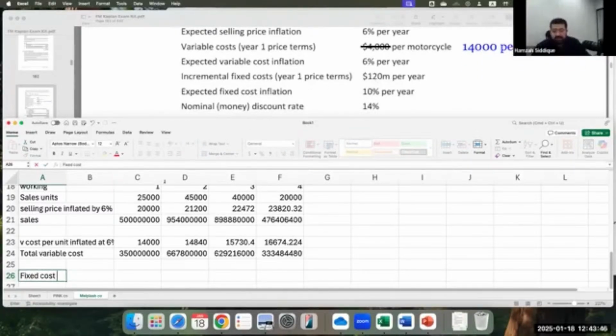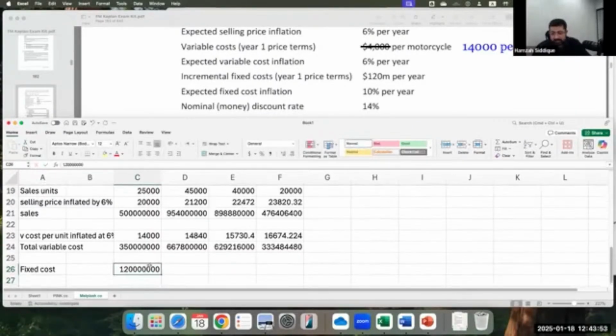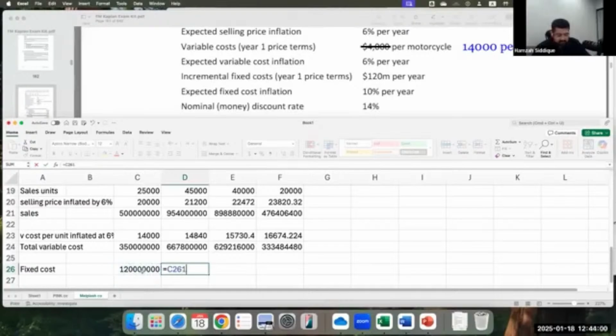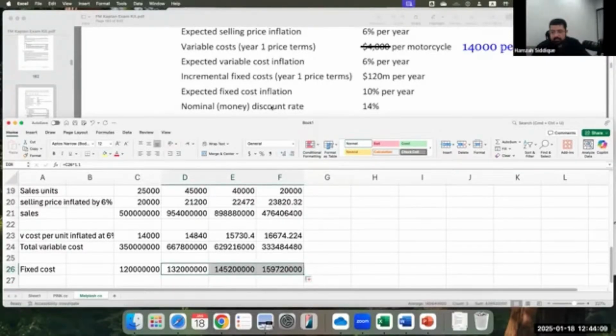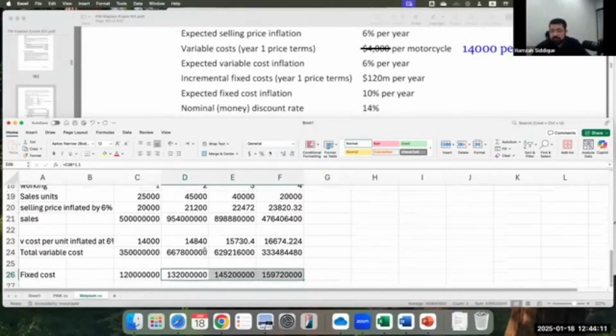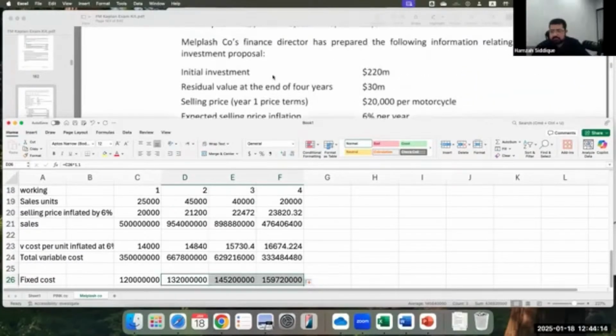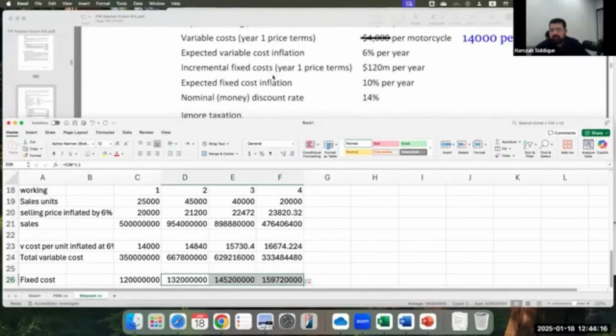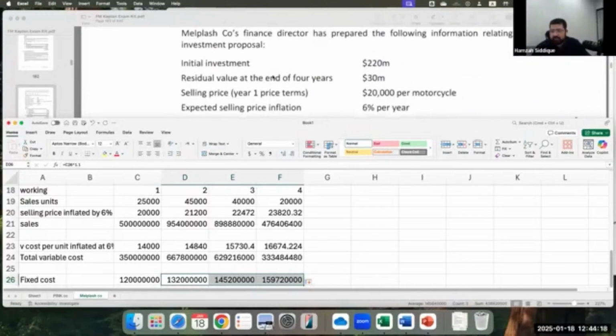Then the fixed cost: 120 million in year one. Remember that, this is the examiner's formula. 120 million, then a 10% increase. Here you go. Things are almost sorted out. All the tax has to be ignored, so no tax saving on capital allowances, etc.